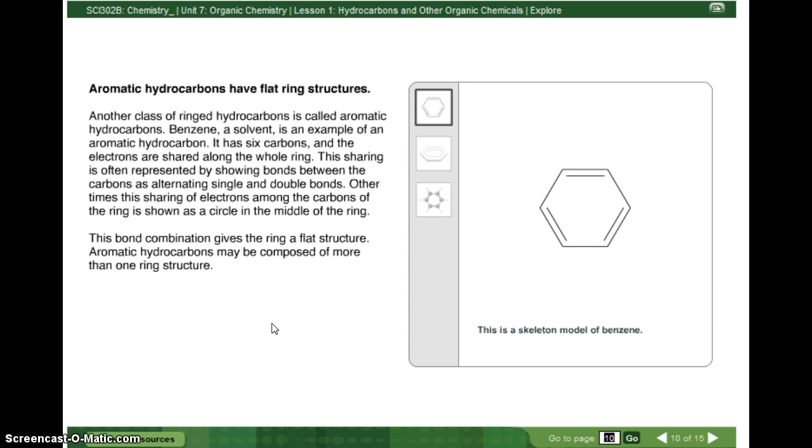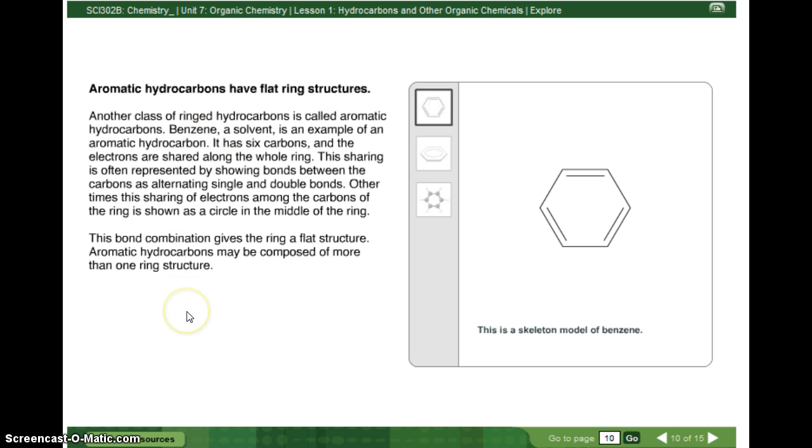Aromatic hydrocarbons have flat ring structures. Another class of ringed hydrocarbons is called aromatic hydrocarbons. Benzene, a solvent, is an example of an aromatic hydrocarbon. So solvent means it can do what? It can dissolve a solute.